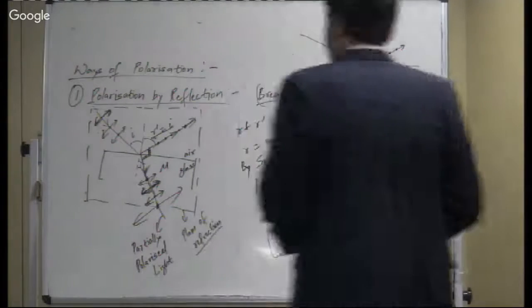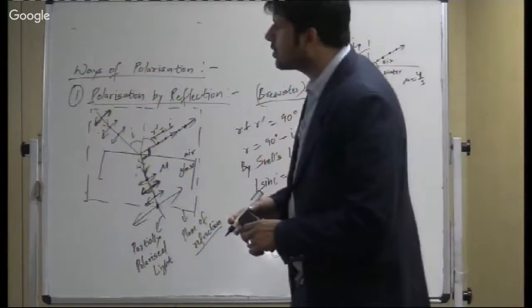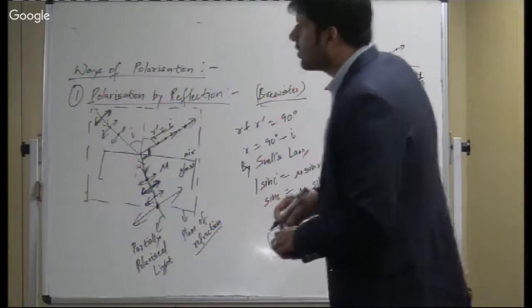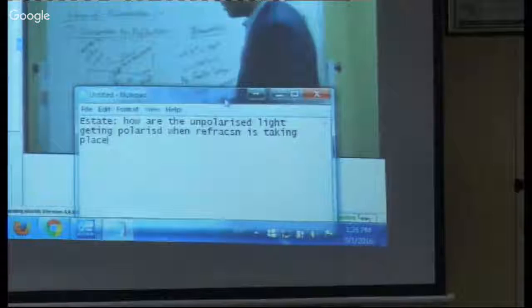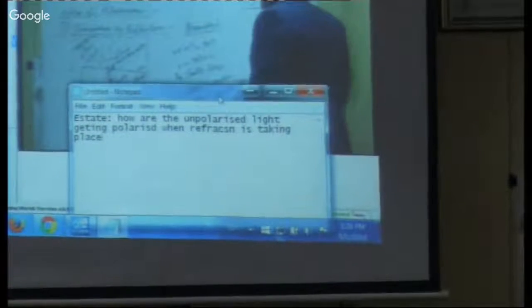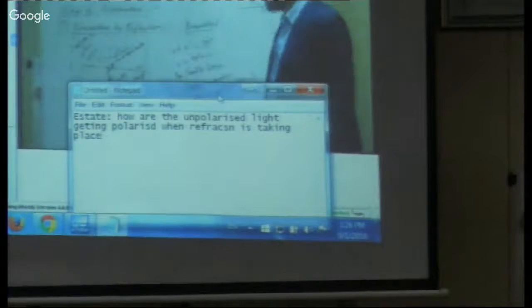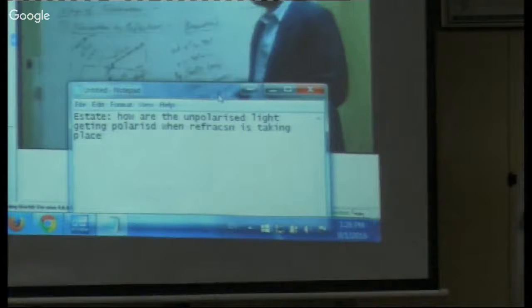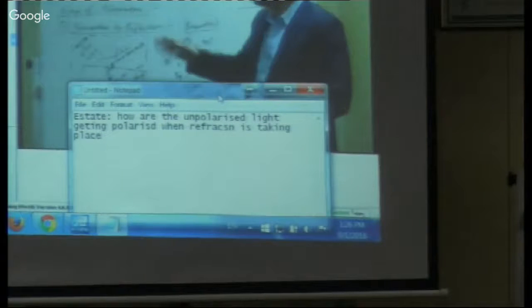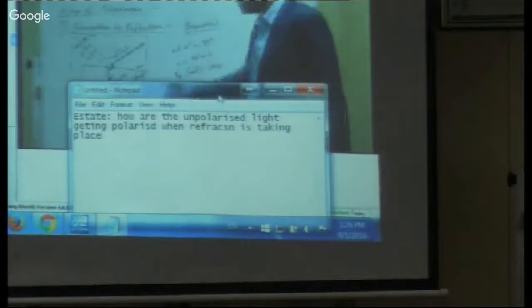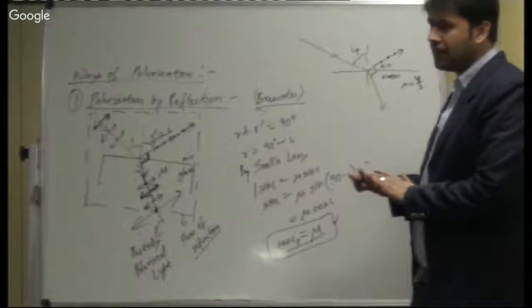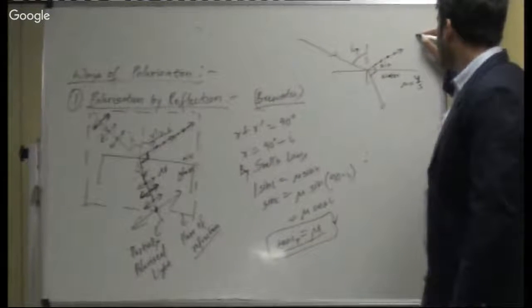Somebody is asking how the polarization is taking place if refraction is happening. The reflected light is totally polarized, the refracted light is not. Somebody is saying that refraction is causing it, but it is not because of refraction, it is because of the reflection only. So at this angle, we can calculate the polarizing angle.